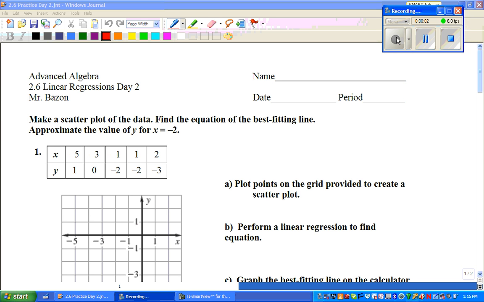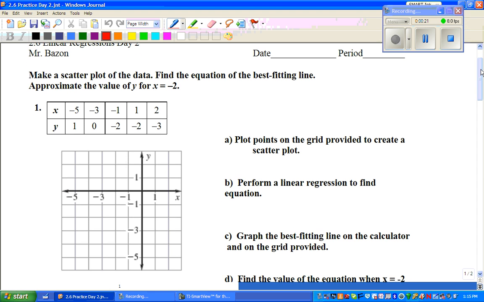All right, so today we're going to talk about doing linear regressions. Yesterday I showed you how to do linear regressions by hand, but that's just too much work. So today I'm going to talk with you about doing linear regressions on your TI-83 or 84. So here's what we're going to do. Let's start off this lesson.